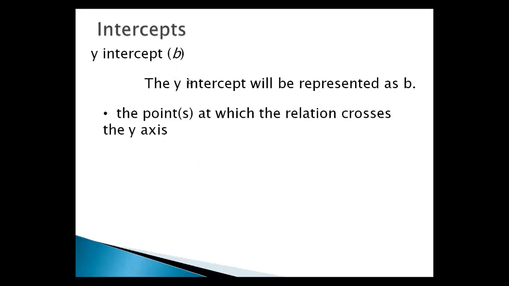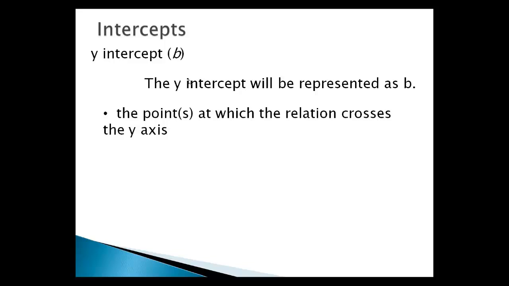The new concept we're going to learn about today is the intercept. And when I say intercept, I'm talking about where the line crosses the axis. But specifically, today I'm going to talk about the y-intercept. And the variable we're going to use for y-intercept is b. That's really important, knowing that m is for slope and b is for y-intercept. The y-intercept is the point where it crosses the y-axis.